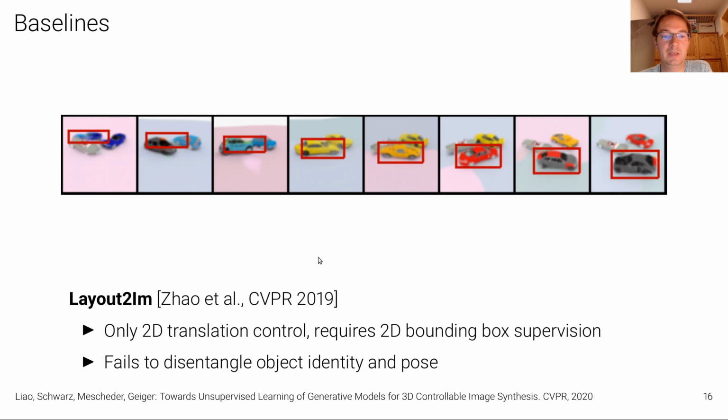However, we observed that this baseline fails to disentangle the object identity and the pose. If we try to synthesize a layout and then move the bounding box that has synthesized the layout, the object appearance will change completely, which is fine for the discriminator, of course, because it sees only individual images. It doesn't need to be consistent. But if we want to have a controllable model, it's of course undesirable if we move the object that the identity can completely switch from blue to yellow to red to gray.